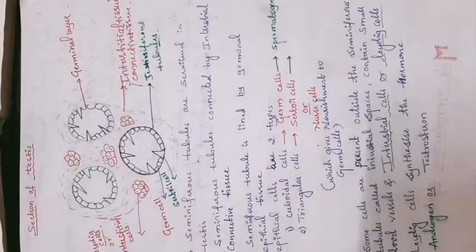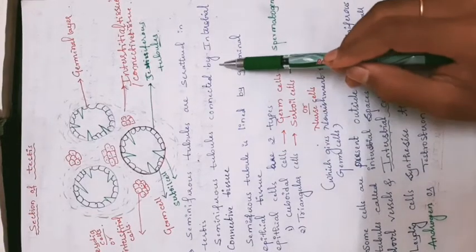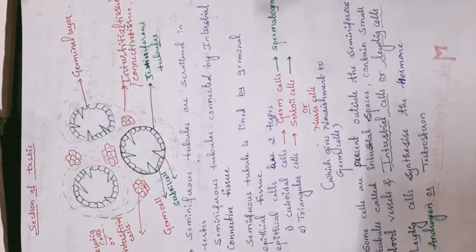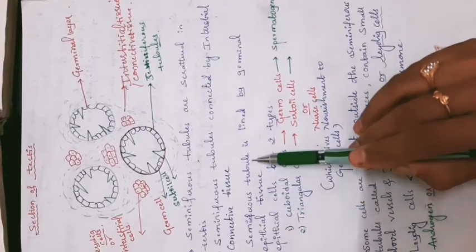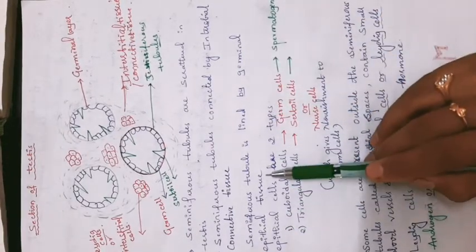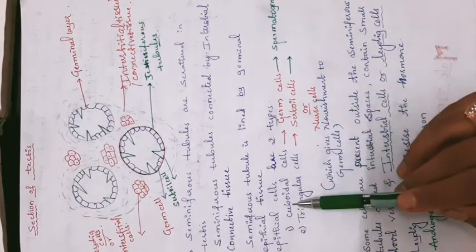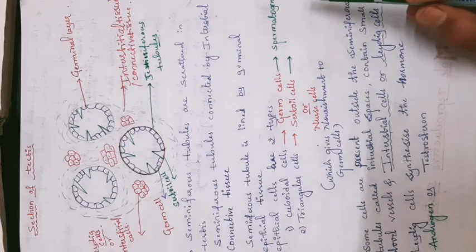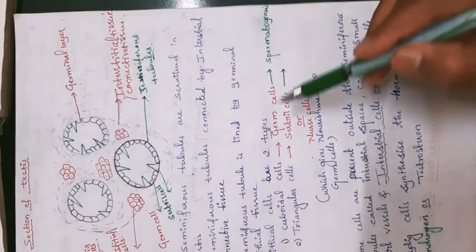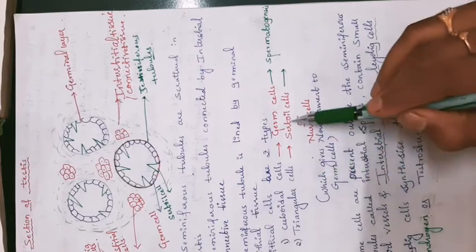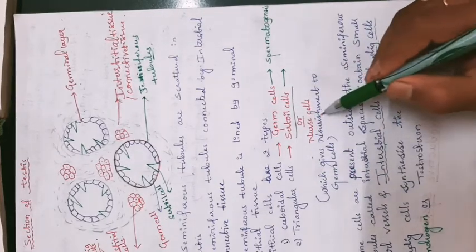Now we can discuss point wise. Seminiferous tubules are scattered in a testis. Already we know that they are present inside the testicular lobule. Then the seminiferous tubules are connected by the interstitial connective tissue. Okay. Then the seminiferous tubule is lined by germinal epithelium tissue. Those germinal epithelium cells are of two types, cuboidal and triangular. The cuboidal cells are called germ cells. The triangular cells are called Sertoli cells or nurse cells.